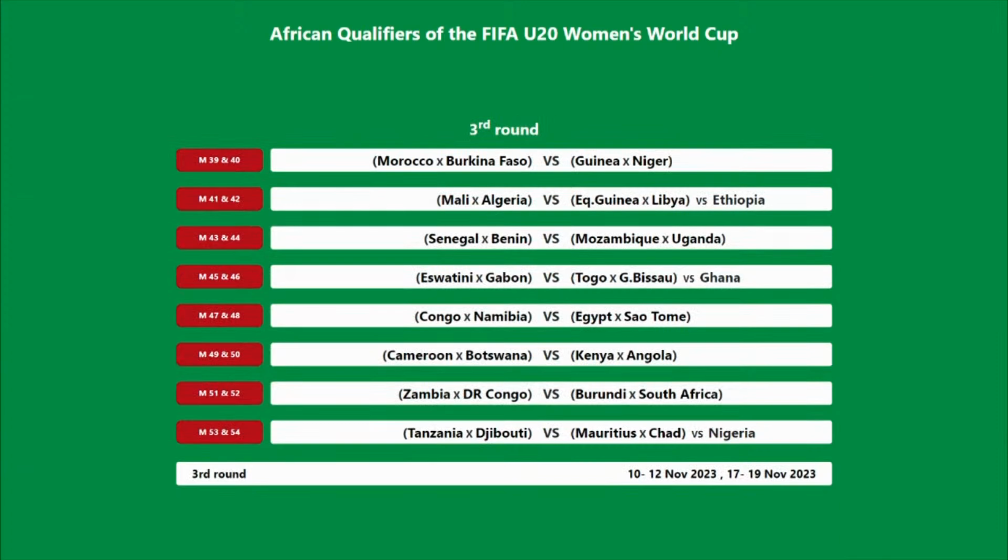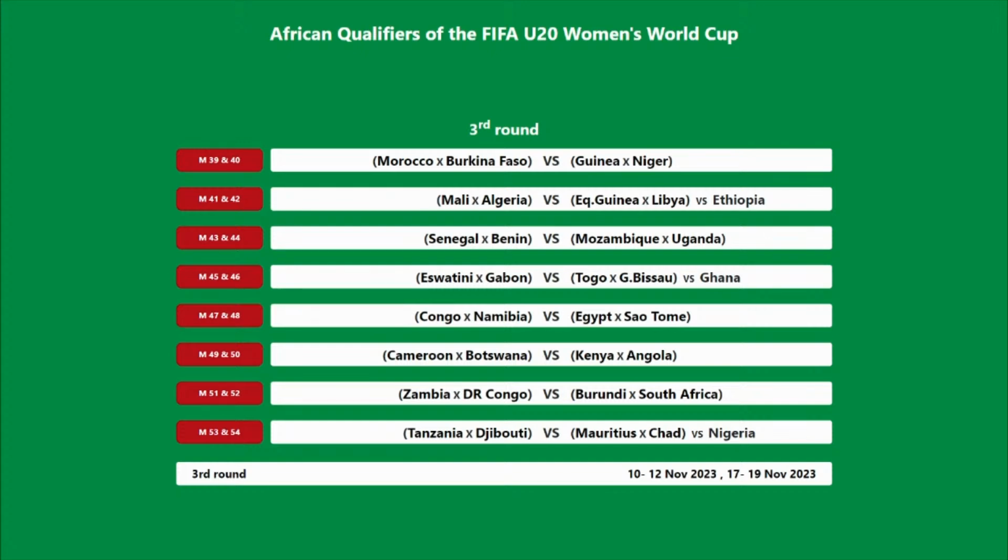And in the third round, the winners of these rounds will play against each other by order of matches, as explained before. So Morocco versus Burkina, the winner will play against winner of Guinea and Niger. Winner of Mali, Algeria will play against winner of Equatorial Guinea, Libya versus Ethiopia. Winner of Senegal, Benin versus winner of Mozambique, Uganda. Winner of Eswatini, Gabon versus winner Togo, Guinea-Bissau, Ghana. Winner of Congo, Namibia versus winner of Egypt, Sao Tome.